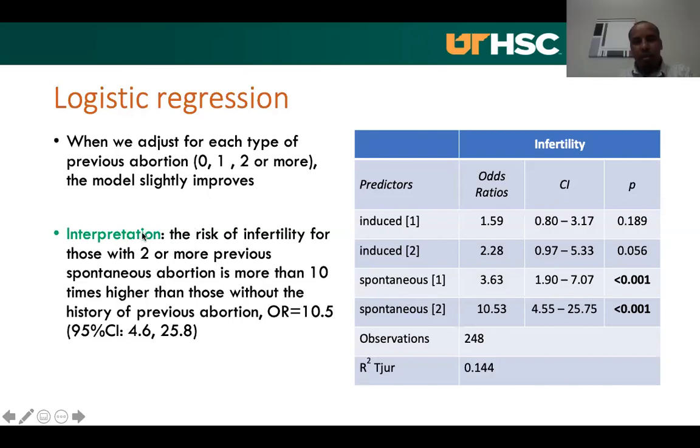So the interpretation is the risk of infertility for those with two or more previous spontaneous abortions is more than 10 times higher than those without the history of previous abortion. And we report the odds ratio like this and the 95% confidence interval. Sometimes they report with a comma, sometimes they instead use a hyphen or use 'to'. The 95% confidence interval equals 4.6 to 25.8. It's acceptable, but it depends on the journal that you submit to. Sometimes they specify which one they prefer.